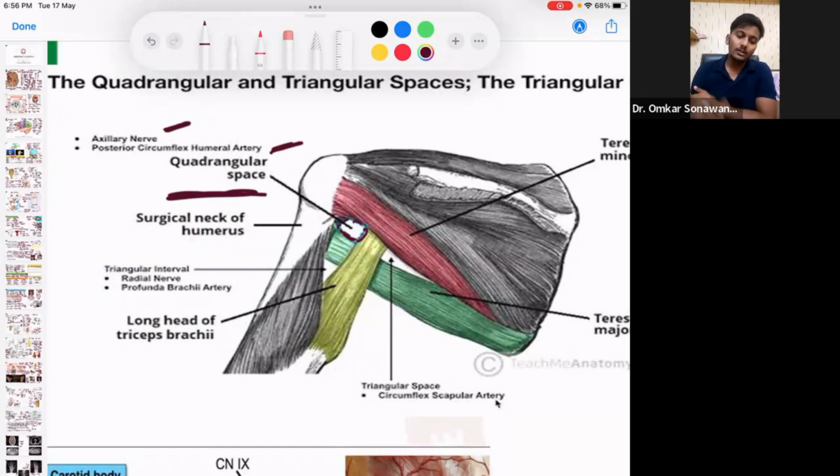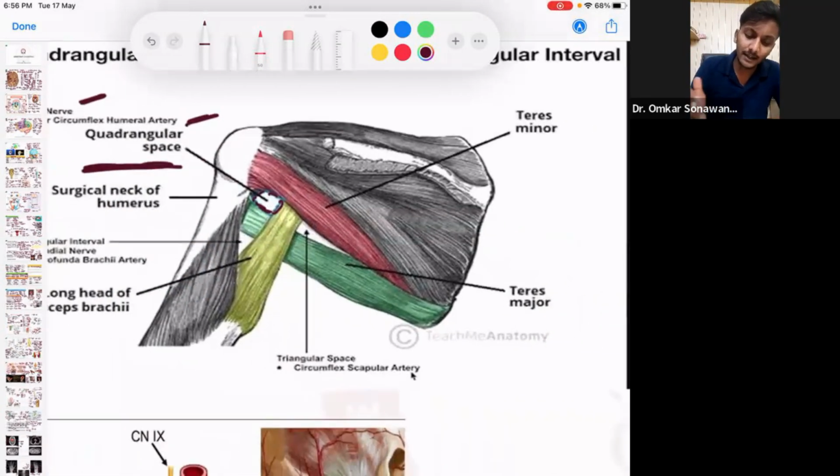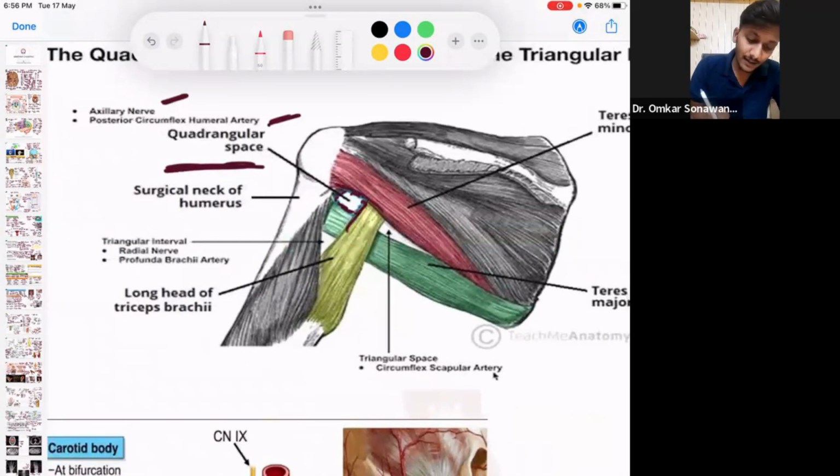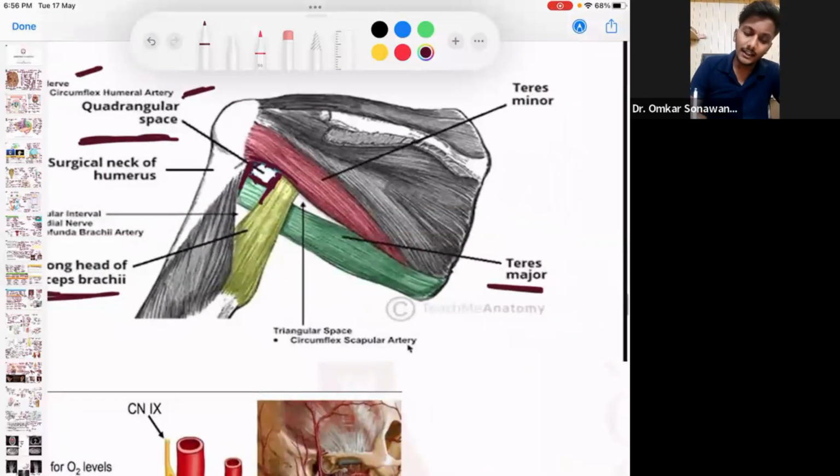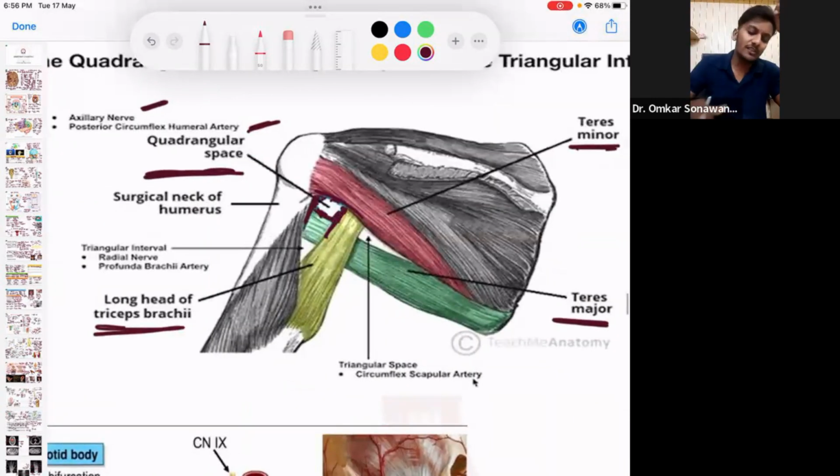No issues with this. The quadrangular space is formed superiorly by the teres minor, laterally by the surgical neck of the humerus, medially by the long head of triceps brachii, and inferiorly by the teres major. Which structures pass? Axillary nerve and posterior circumflex humeral artery. Please let me know.